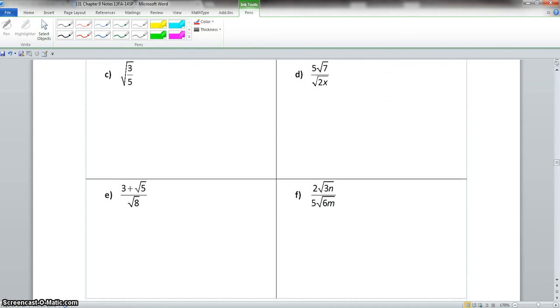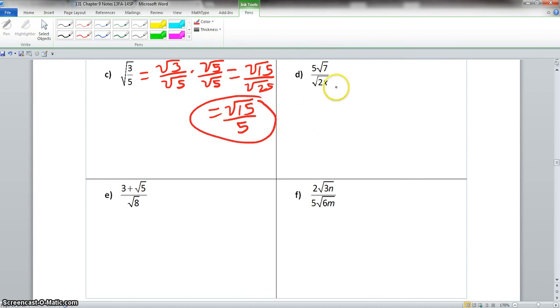Now we come down here to c. We have the square root of 3/5, which is the same as the square root of 3 over the square root of 5. Now we know we cannot have a square root in our denominator. So we'll multiply the numerator and denominator by the square root of 5, because the first thing that would make this a perfect square is to multiply by the square root of 5. So the square root of 3 times the square root of 5 is the square root of 15. Square root of 5 times the square root of 5 is the square root of 25. And we know this would be the square root of 15 all over 5.